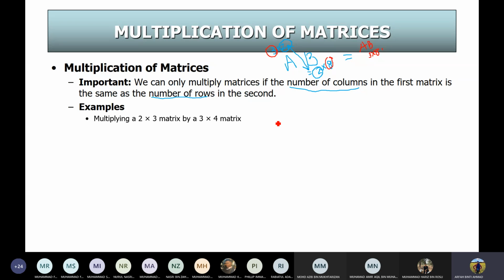So for example, kita nak darabkan satu matrix yang order dia 2 kali 3 by a 3 kali 4 matrix. Boleh darabkan ke tak? Boleh. Sebab number of column yang first matrix sama dengan number of row second matrix. So 3 yang ini sama dengan 3 for this one. Okay, so it is possible and it gives a 2 times 4 matrix as the answer.